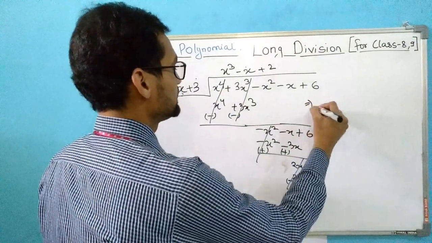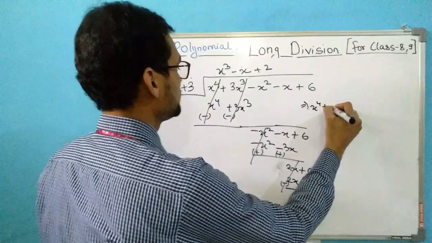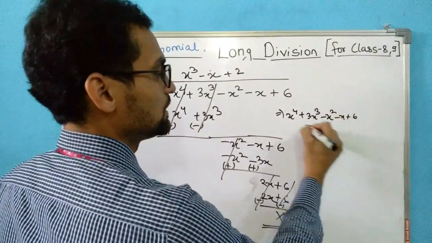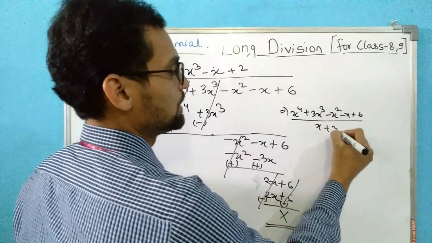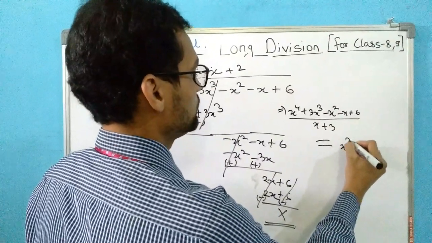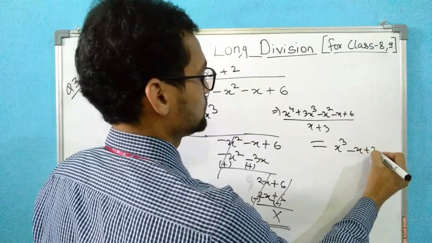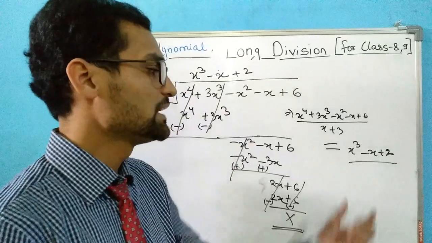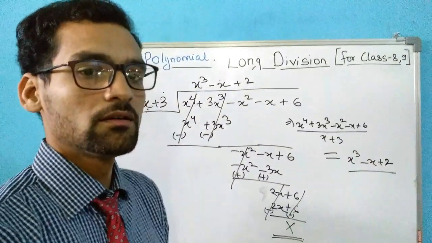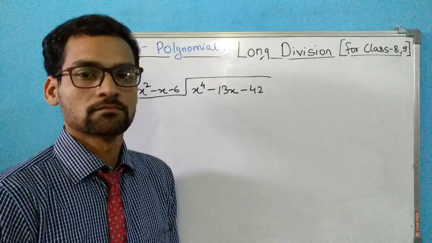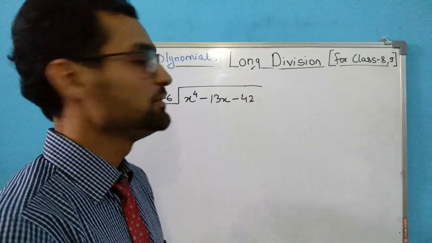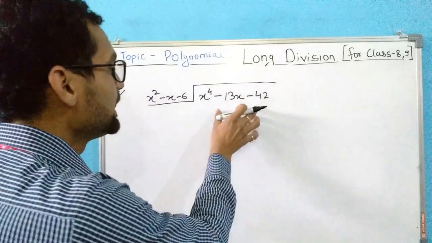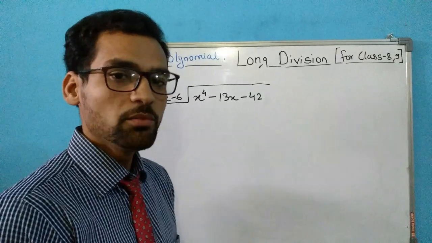Or we can write this as x to the power 4 plus 3x cube minus x square minus x plus 6 divided by x plus 3 equal to x cube minus x plus 2. This is the quotient for this, or we can say this is what we are getting after factorization of this polynomial. Now in the fourth question we have taken x to the power 4 term in the dividend, but there is no term of x cube or x square.